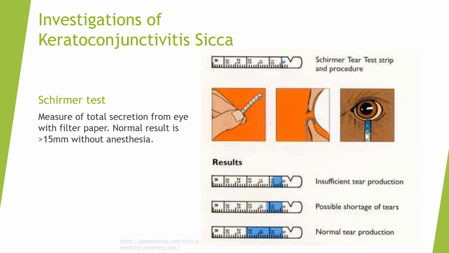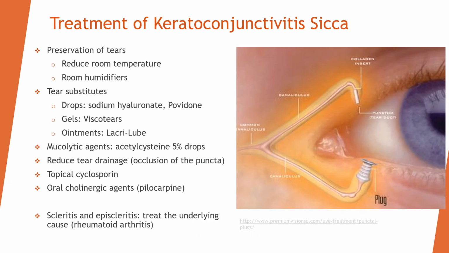As you can see in the picture here, more than 15 millimeters without anesthesia is normal. Around 10 is slightly abnormal, a possible shortage of tears, and less than 10 would be a conclusion for insufficient tear production. There are several options for the treatment of keratoconjunctivitis sicca, both pharmacologic and non-pharmacological.